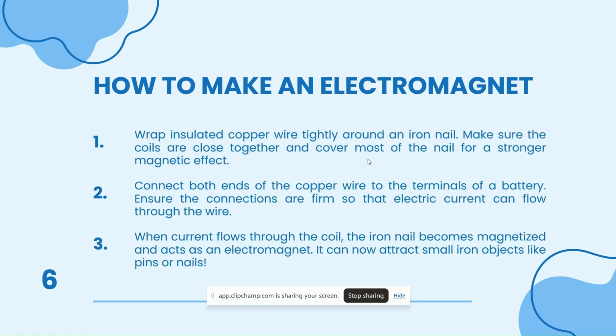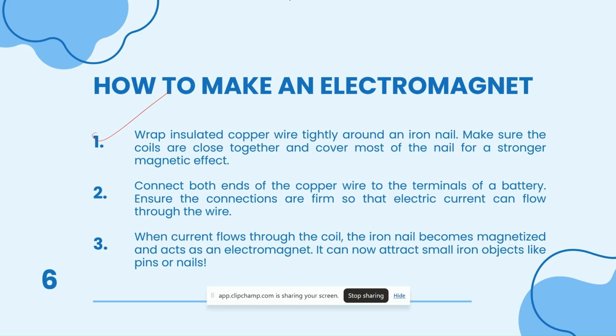The next question is how to make an electromagnet. What is the process? Wrap insulated copper wire tightly around an iron nail. Make sure the coils are close together and cover most of the nail for a stronger magnetic field. Connect both ends of the copper wire to the terminals of a battery. Ensure the connections are firm so the electric current can flow through the wire. When the current flows through the coil, the iron nail becomes magnetized and acts as an electromagnet. It can now attract small iron objects like pins or nails.